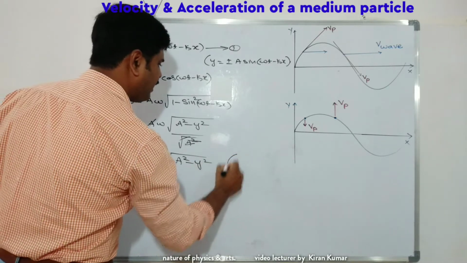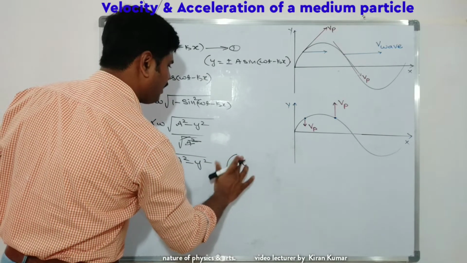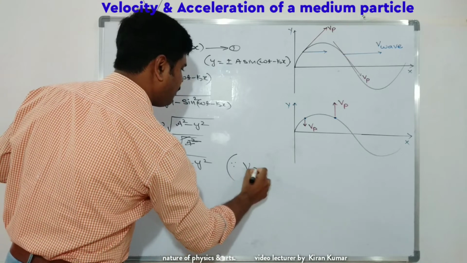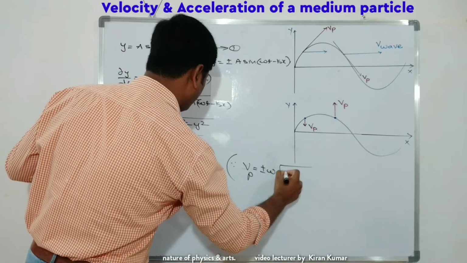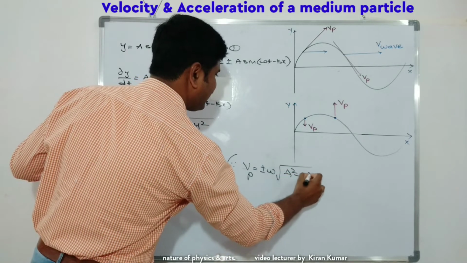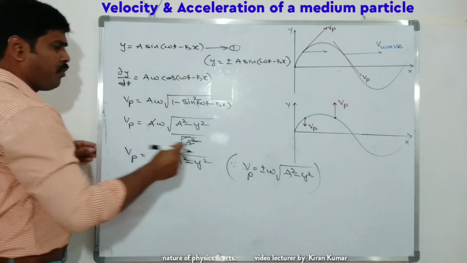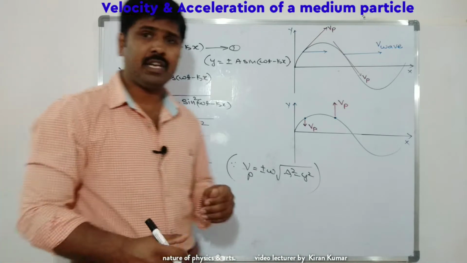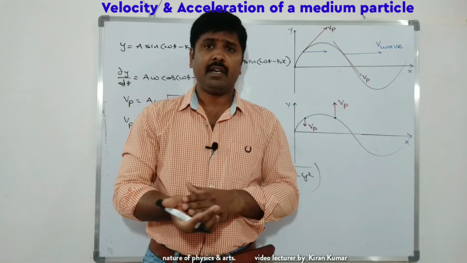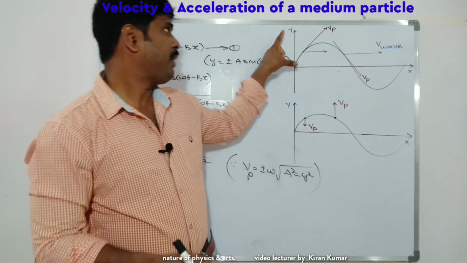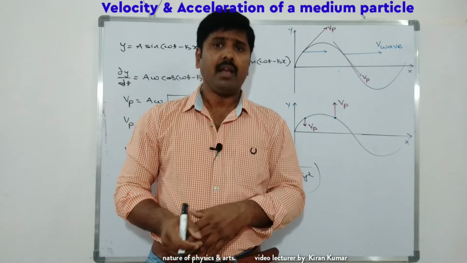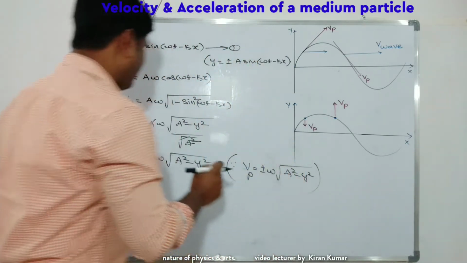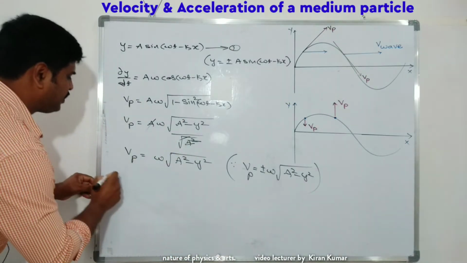We can also write the velocity of the particle as Vp = ±ω√(a² − y²). Why do we consider the velocity positive or negative? Along the positive y-axis it is positive, and along the negative y-axis it is negative. Then we can take the conditions.